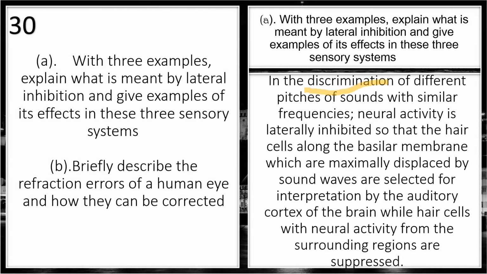In the discrimination of the different pitches of sounds with similar frequencies, neuroactivity is laterally inhibited so that the hair cells along the basilar membrane, which are maximally displaced by the sound waves, are selected for interpretation by the auditory cortex of the brain, while hair cells with neuroactivities from the surrounding region are suppressed.